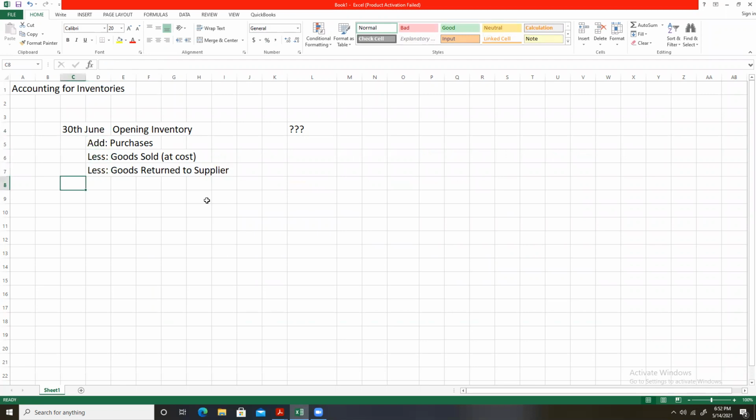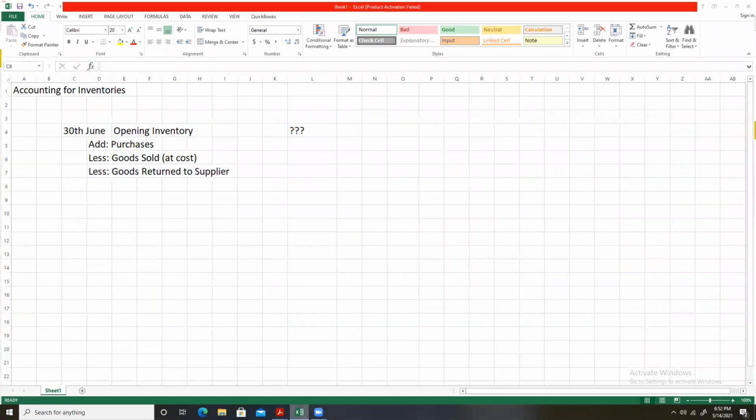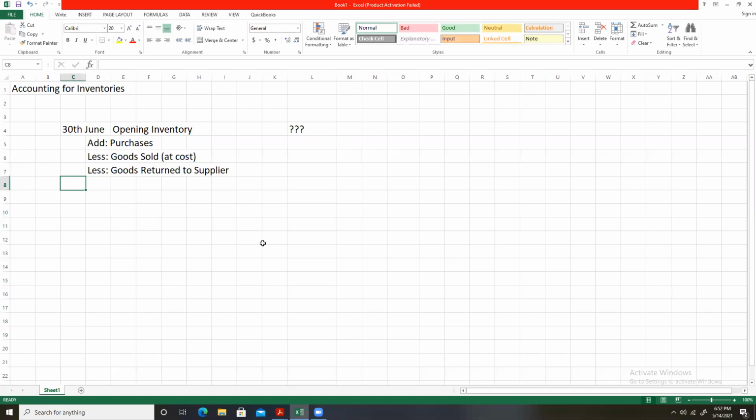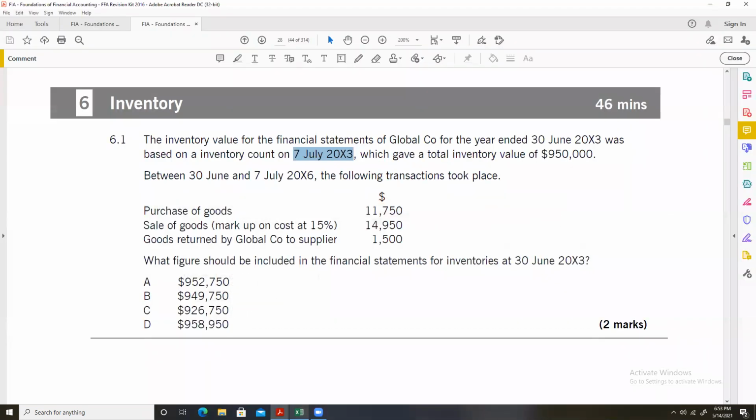And finally, this will give us the value of inventory on 7th July, and this will be our closing inventory, as 7th July marks the end of the period.